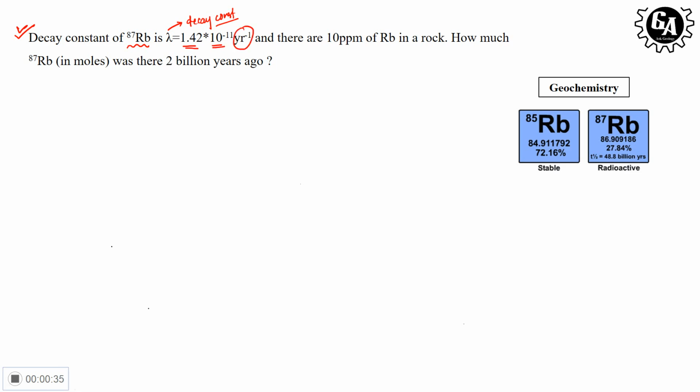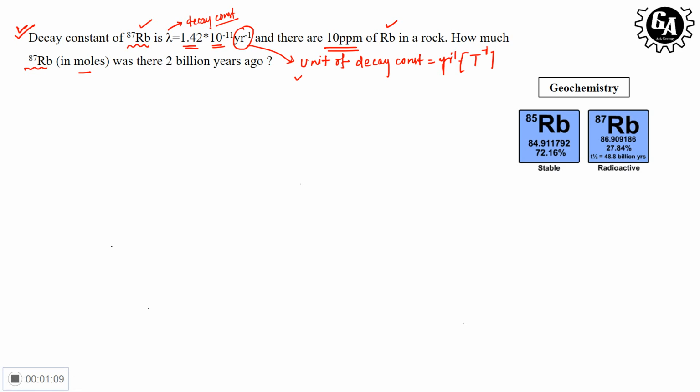So one conclusion is that the unit of your decay constant is year inverse, or time inverse. So the decay constant of 87 rubidium is 1.42 x 10^-11, and there are 10 ppm of rubidium in a rock. Then how much 87 rubidium, in moles, was there 2 billion years ago?